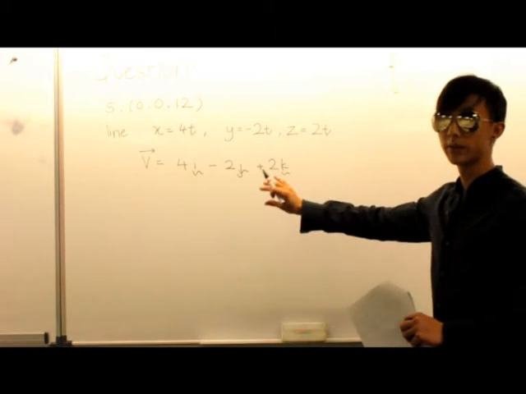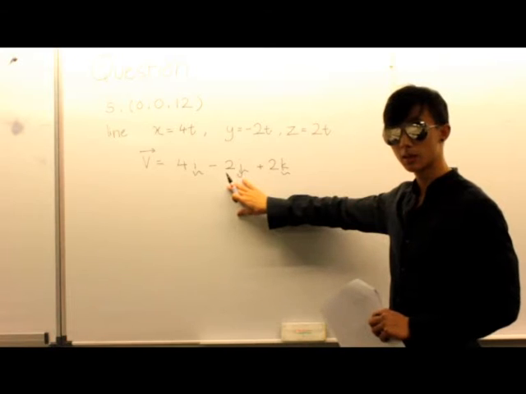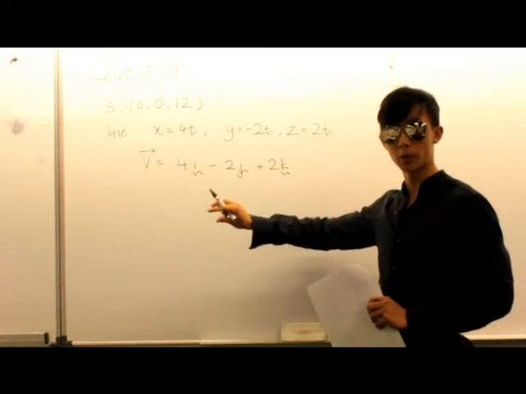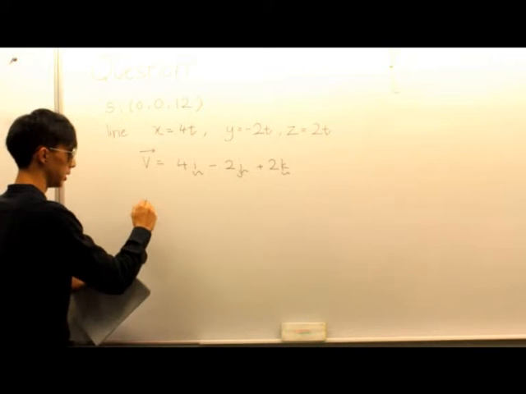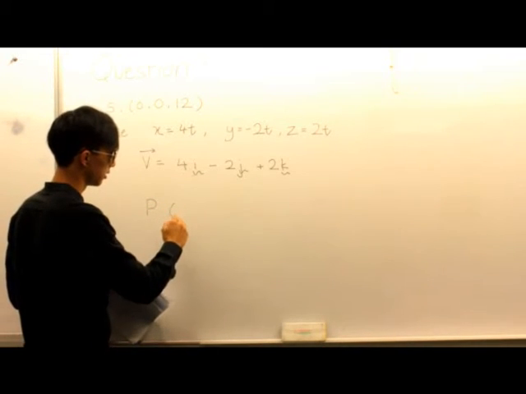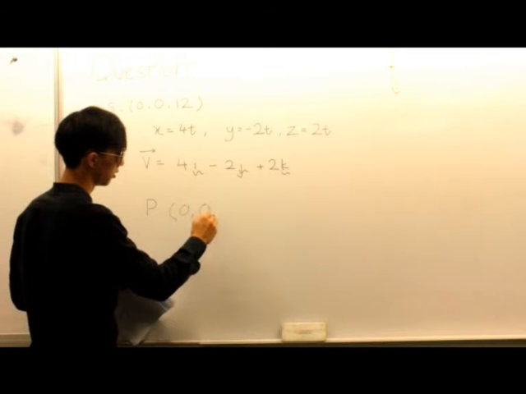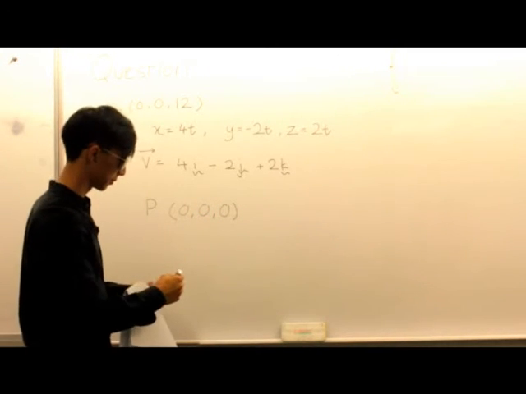Also, we have to imagine a point on the line vector, which is this one, and we give that point the name P. This point has to have the coordinates 0, 0, 0 to make things easier for us.